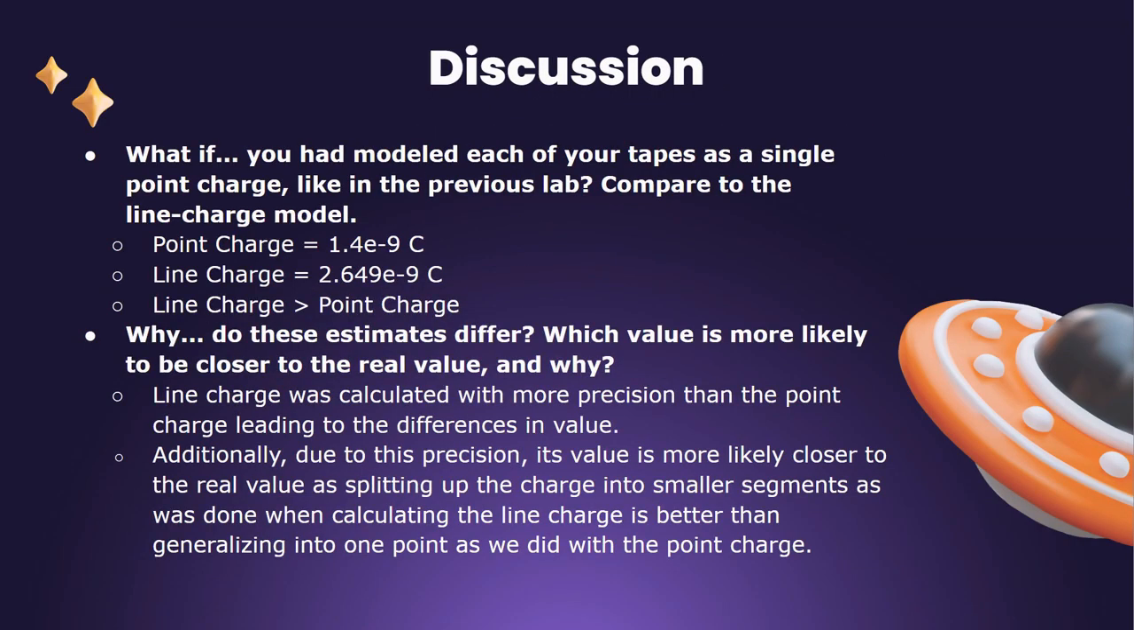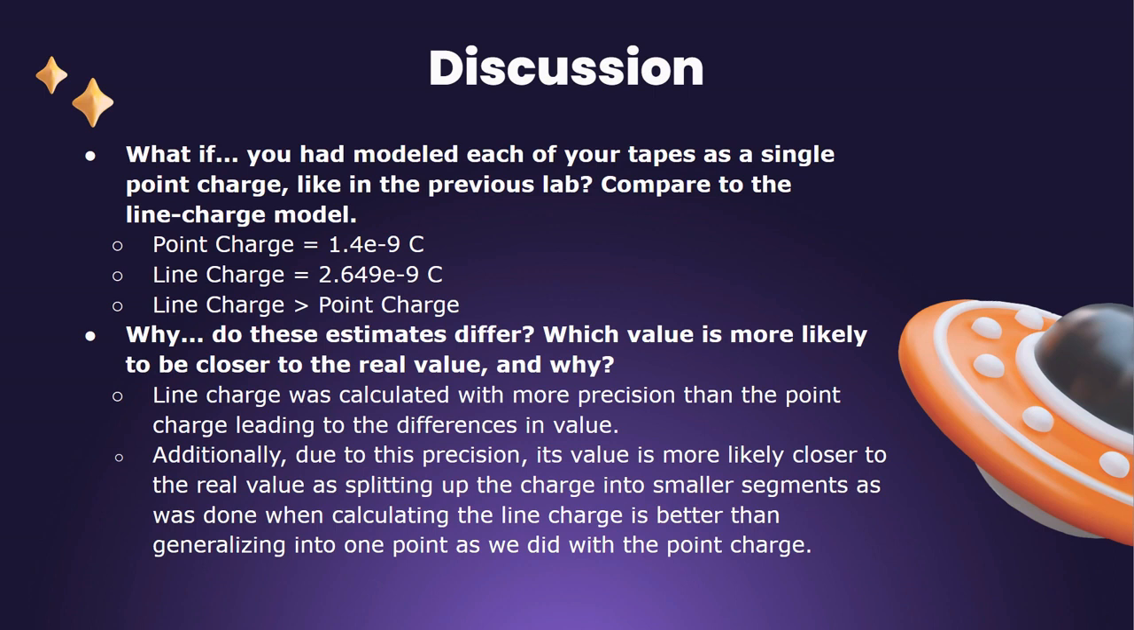Now, for discussion, what if we had modeled each of our tapes as a single point charge like in the previous lab? As we see from the previous lab, the point charge was 1.4 times 10 to the negative 9, and the line charge was 2.649 times 10 to the negative 9. So we found that the line charge actually showed a greater value than the point charge. But why do these differ? Which value is more likely to be closer to the real value?